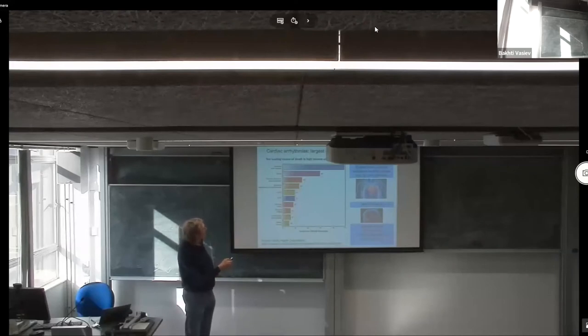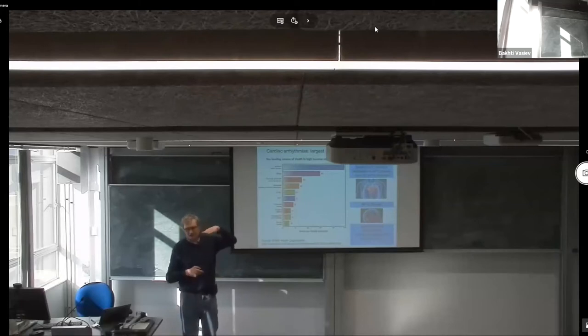This is from the World Health Organization, a slide of the largest causes of death. The first one is ischemic heart disease, and in 90% of cases, people die from cardiac arrhythmias. The second most important cause of death is stroke. But it turns out that stroke also in many cases occurs due to cardiac arrhythmia.